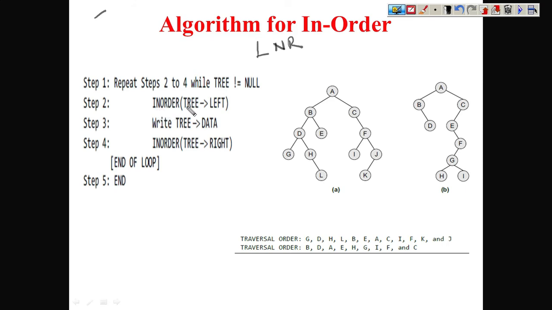So we have to keep on traversing to the left subtree. We are writing this as in-order tree left. Tree is a pointer that points to the root value. So we have to move to the left subtree. We keep on moving, and when you are going to stop, you have to write the root node. So you keep on traversing to the left subtree, and then finally you write the root node, and then you also have to traverse to the right subtree.